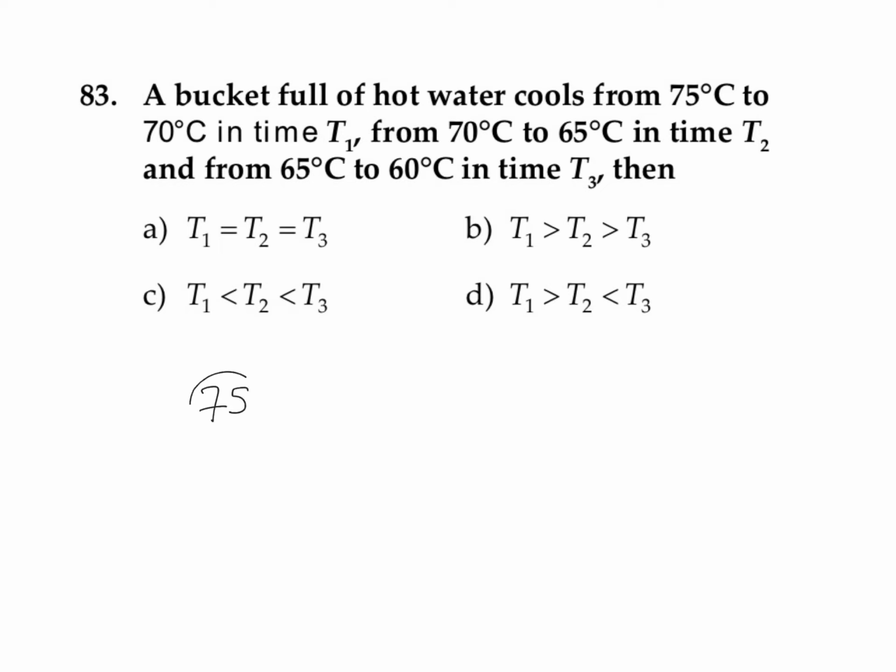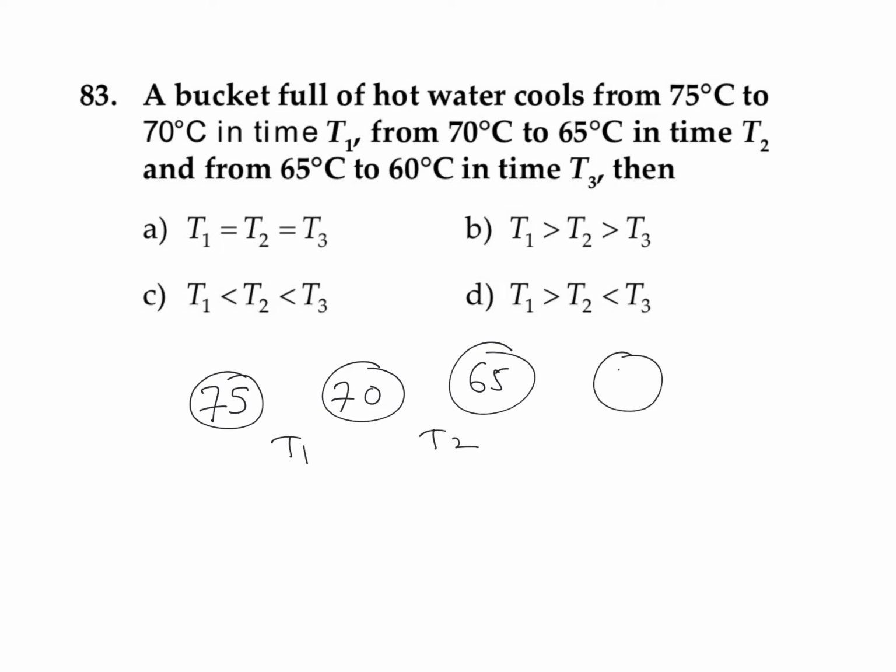According to Newton's law of cooling, the rate of cooling keeps decreasing as the temperature difference decreases. First it is changing from 75 to 70, then 70 to 65. The time taken for 75 to 70 is represented by t1, 70 to 65 by t2, and 65 to 60 by t3.